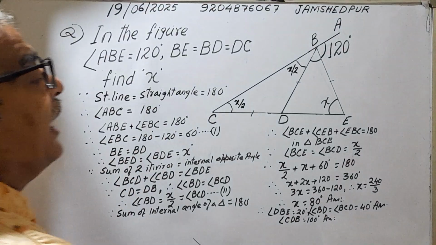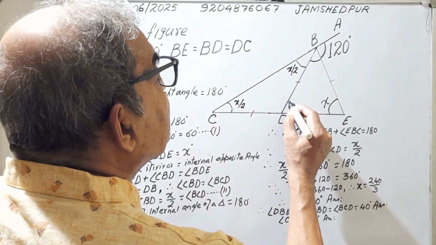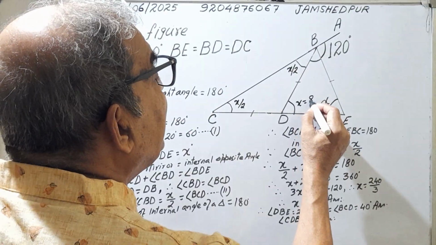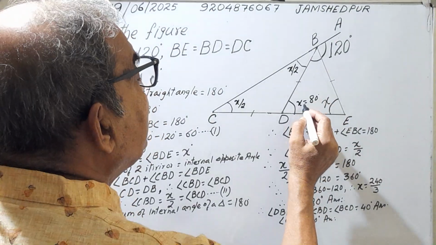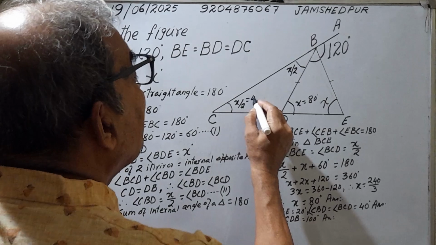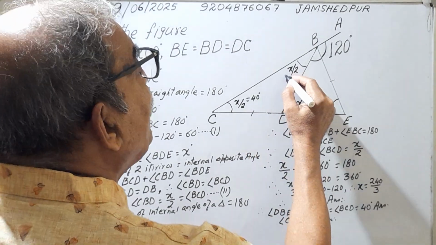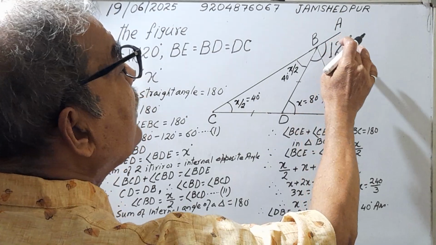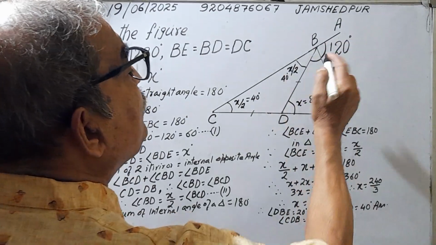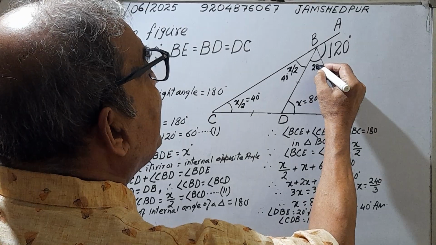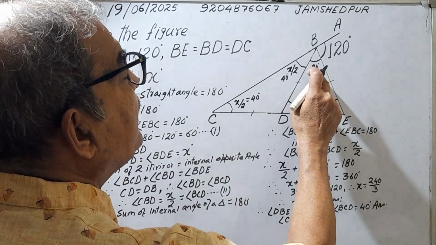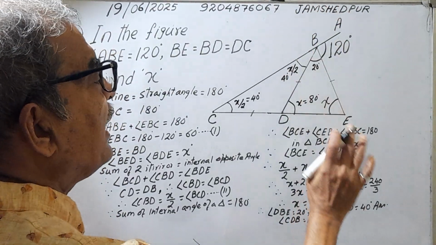Now you see X equal to 80 degrees. And see, when it is 80 degrees, this will be 40 degrees. And this will be 40 degrees. So automatically 120 plus 40, 160, this will be 20 degrees. Now you see here, 80 plus 80, 160 and 20, 80 is matching. So my answer is right.